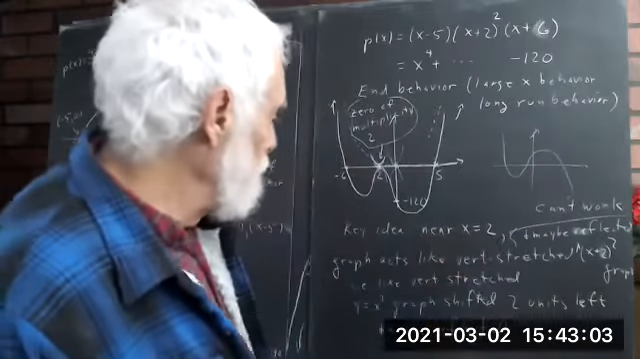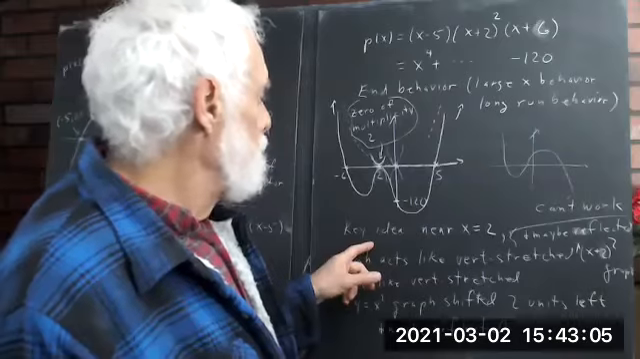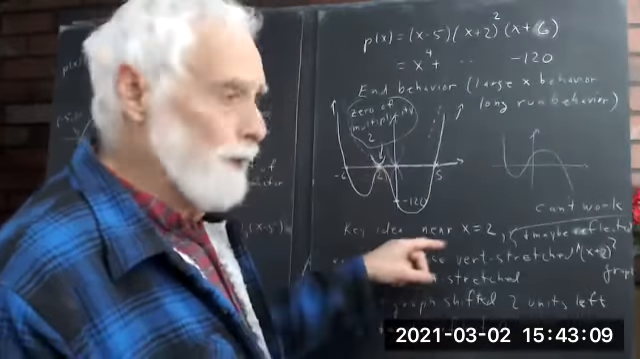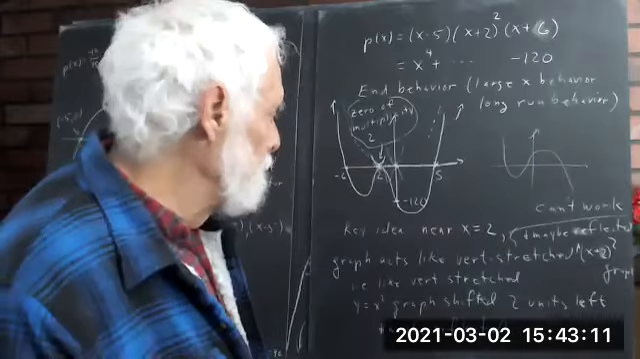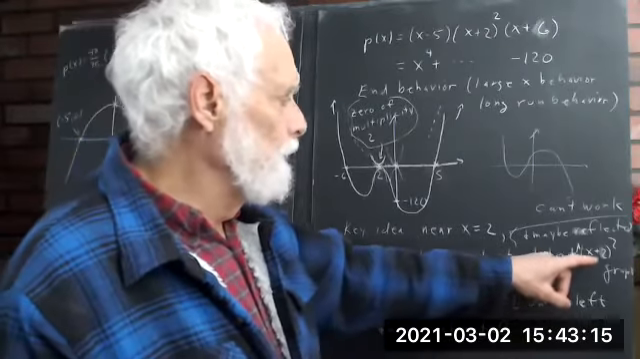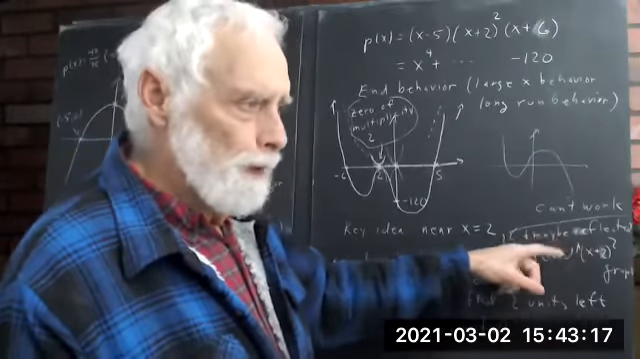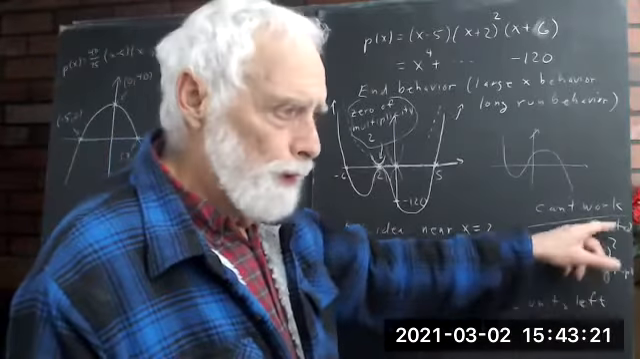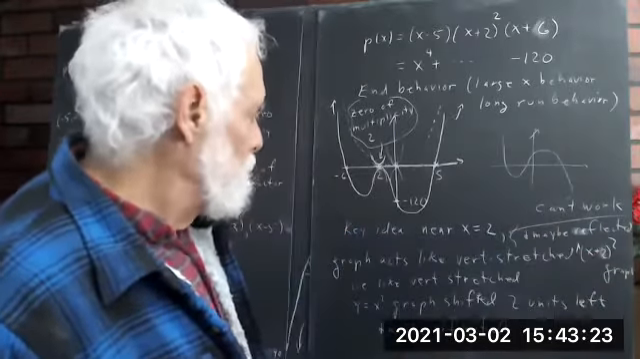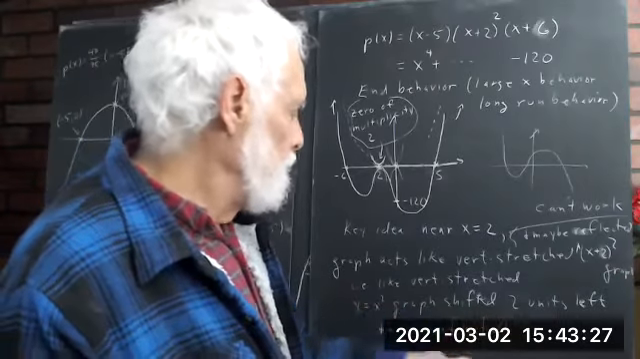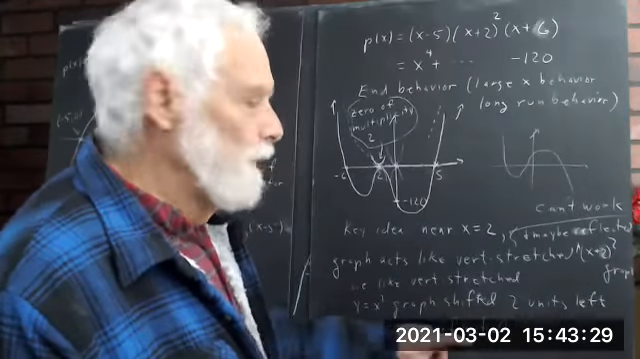It's not that hard to understand. The key idea of how this graph behaves near x equals -2, because that's where the monkey wrench gets thrown in, is that the graph acts like a vertically stretched and maybe reflected, and it is reflected in this case, graph of the (x plus 2) quantity squared function, which is just a vertically stretched x squared graph shifted 2 units to the left and maybe reflected.